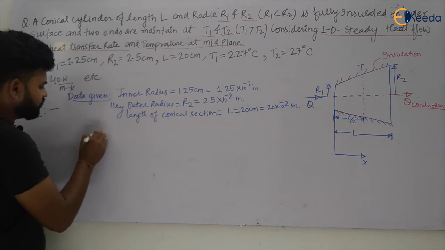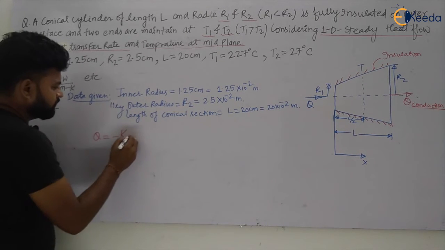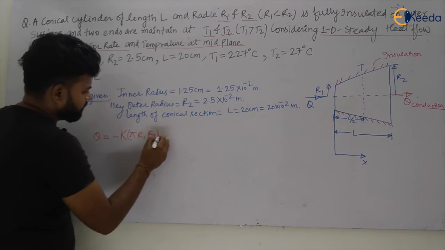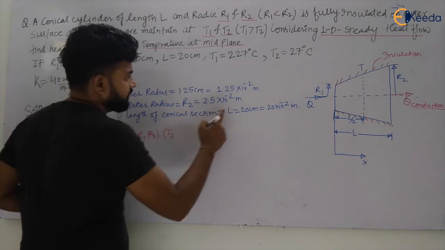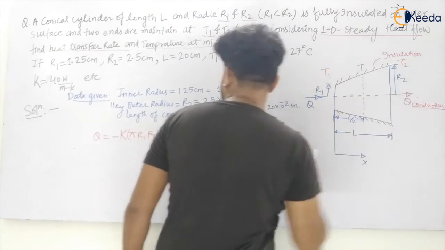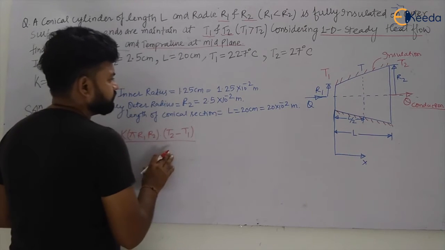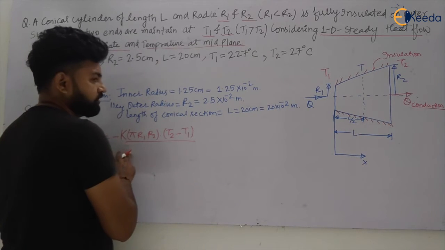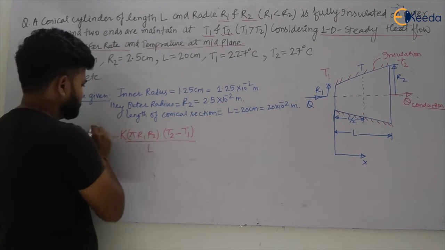So this will be given by Q is equal to minus kappa into pi R1 R2, multiplied by the temperature change, that is dT, that is T final minus T initial. Let us take it T1 and let us take it T2. So this will become T2 minus T1, divided by L. That was kA by L. So what is L? Yes, L is this length.